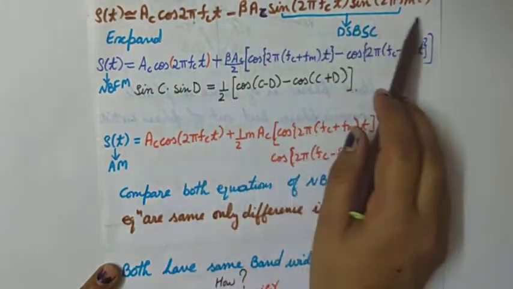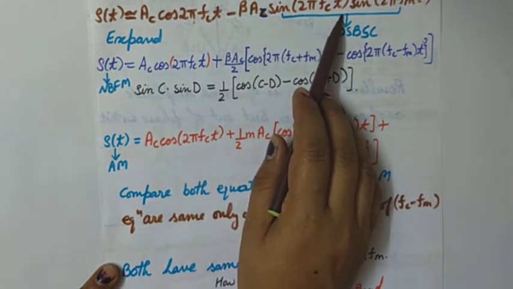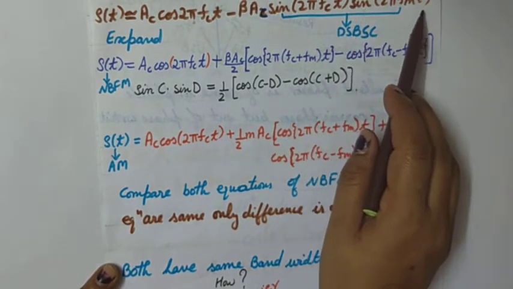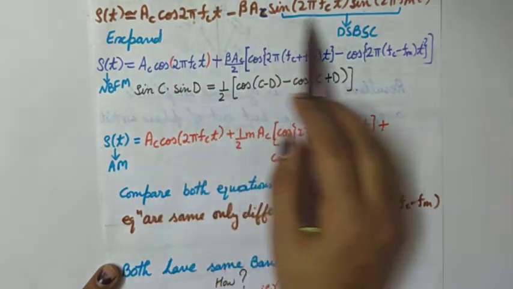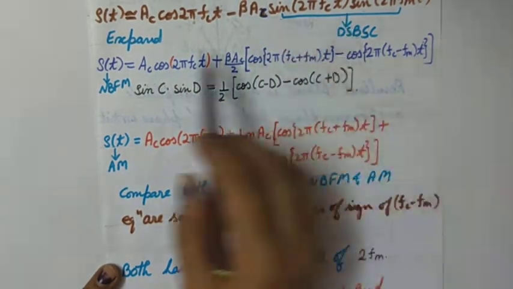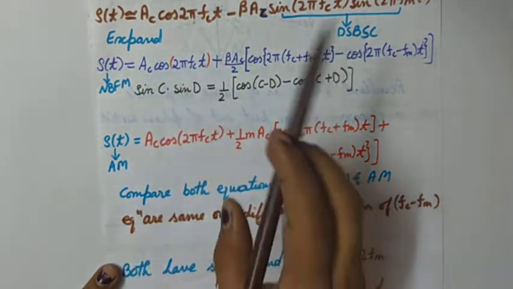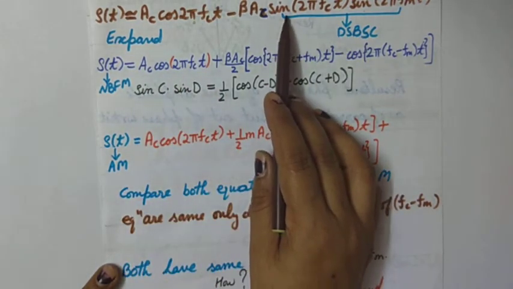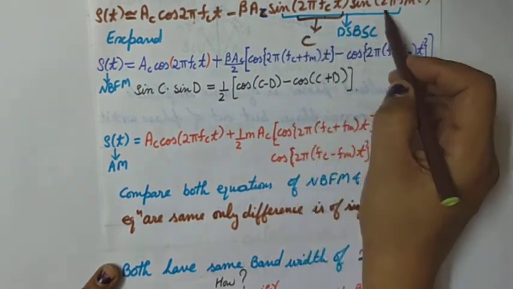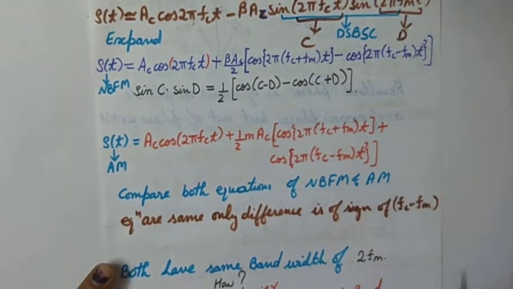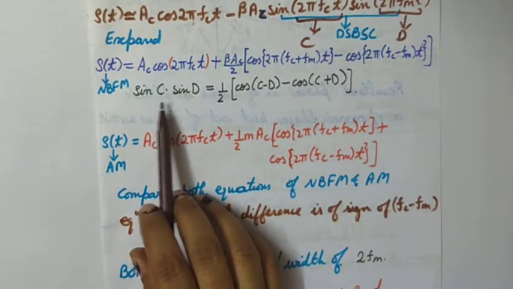This is the equation which we obtained. Carrier AC cos 2 pi FCT minus beta AC sin 2 pi FCT into sin 2 pi FMT. This is the narrowband FM equation. If we try to expand this equation, I write AC cos 2 pi FCT as it is, and here it is sin C into sin D, if I take this term as C and this term as D. So I have written the trigonometric formula which we are going to use here.